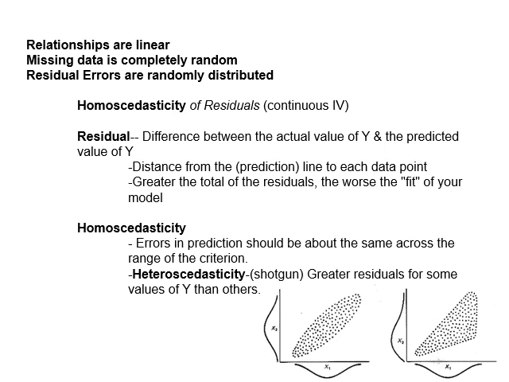So when we're looking at homoscedasticity, we're also looking at homoscedasticity of the residuals, especially with a continuous variable. The residuals are the difference between the actual value of y and the predicted value of y. So the distance from the prediction line to each data point: the greater the total of the residuals, the worse the fit of your model. When we're looking at the residuals, we're actually talking not about the initial statistical analysis of two variables in one sample, but about when we start actually using that information to make predictions in future samples.